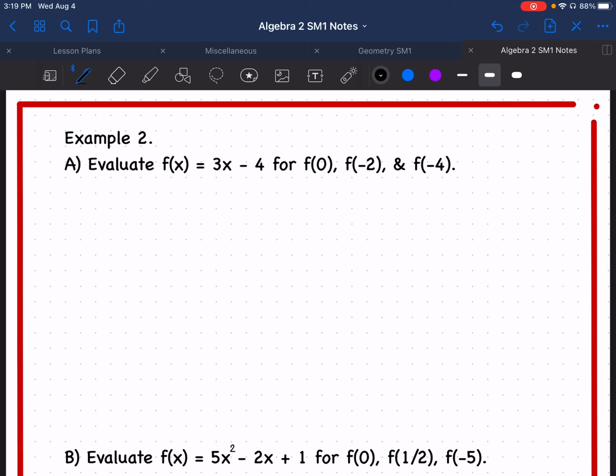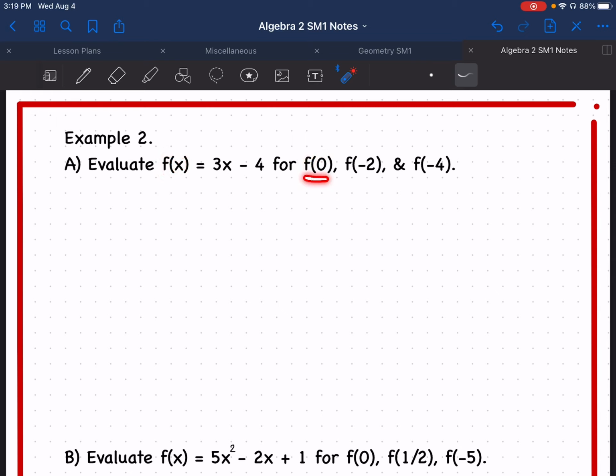So here is my function, evaluate f of x equals 3x plus 4. Remember, this is function notation. This is just a fancy way of saying y equals 3x plus 4, but it's something we more commonly see as we move up in algebra. So f of x is really y. For f of 0, f of negative 2, and f of negative 4. Notice that it says f of x, and then it says f of 0.